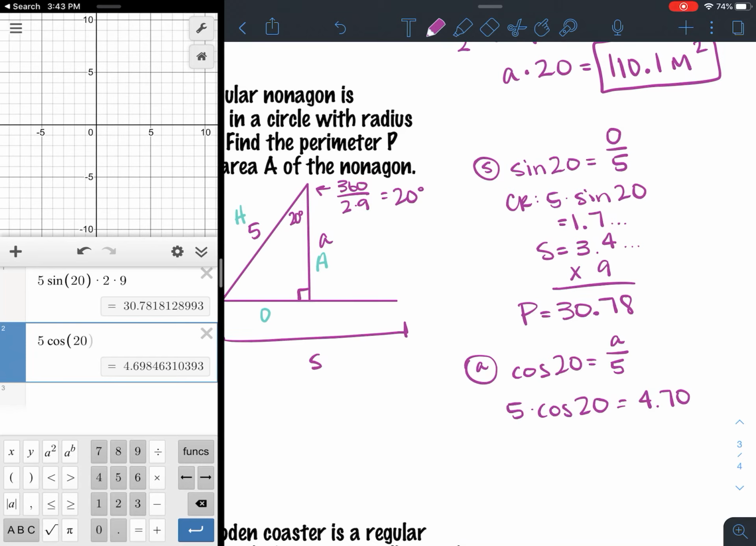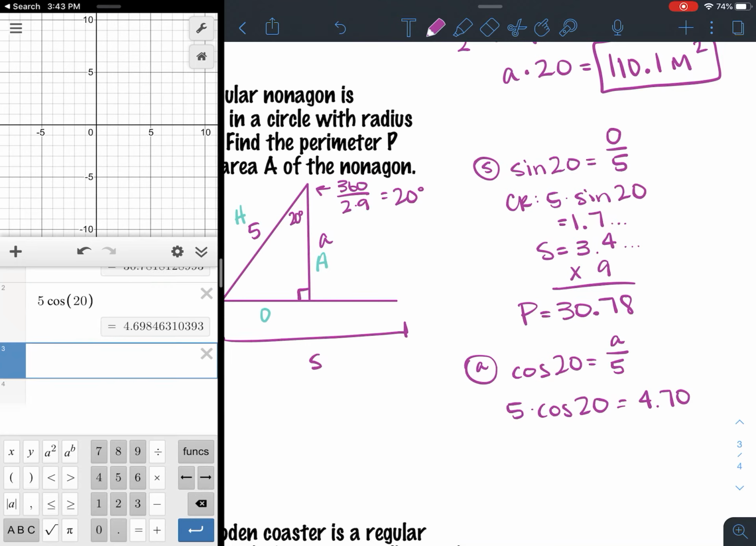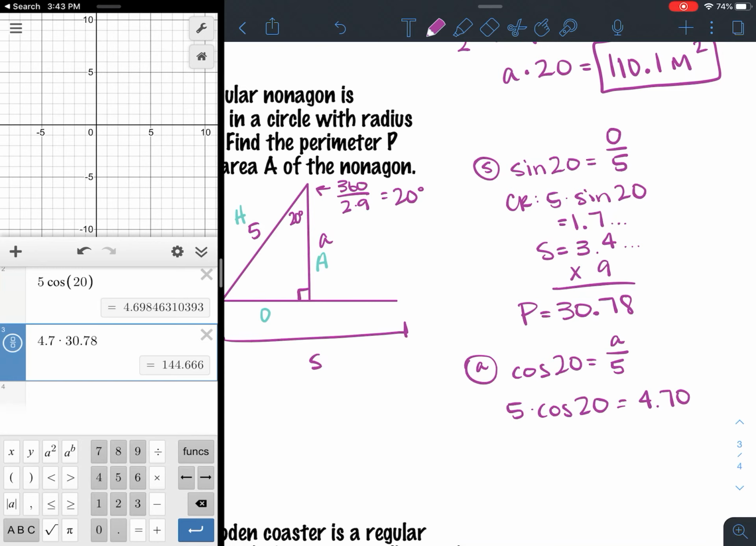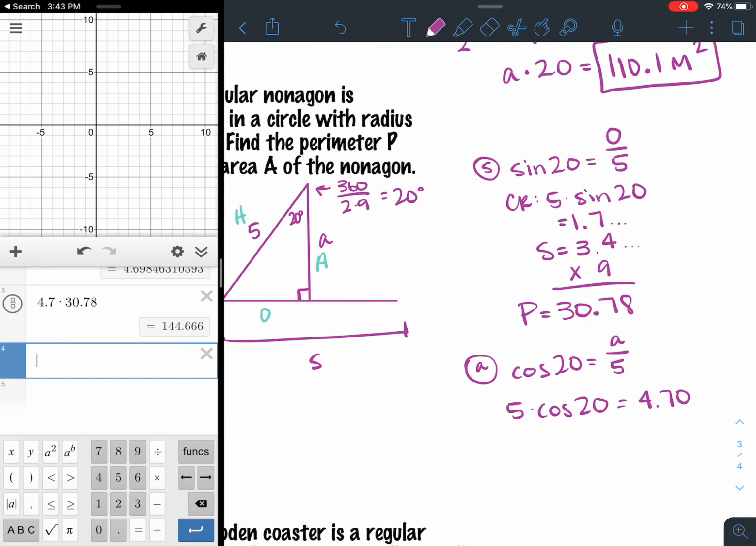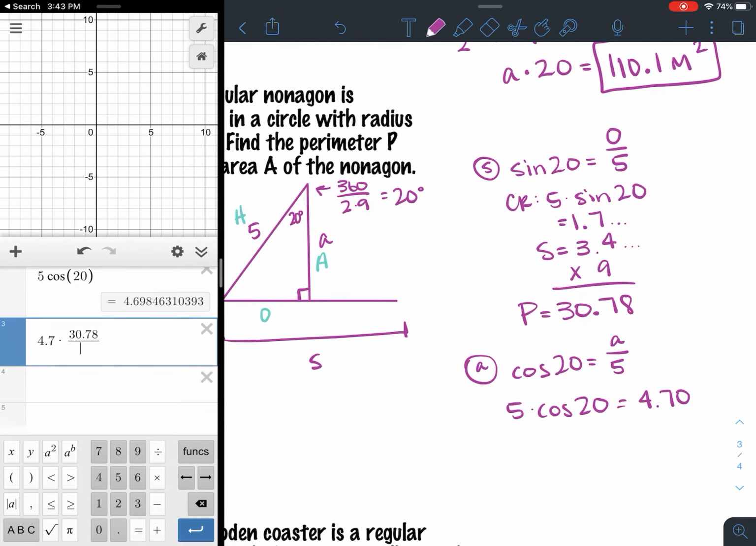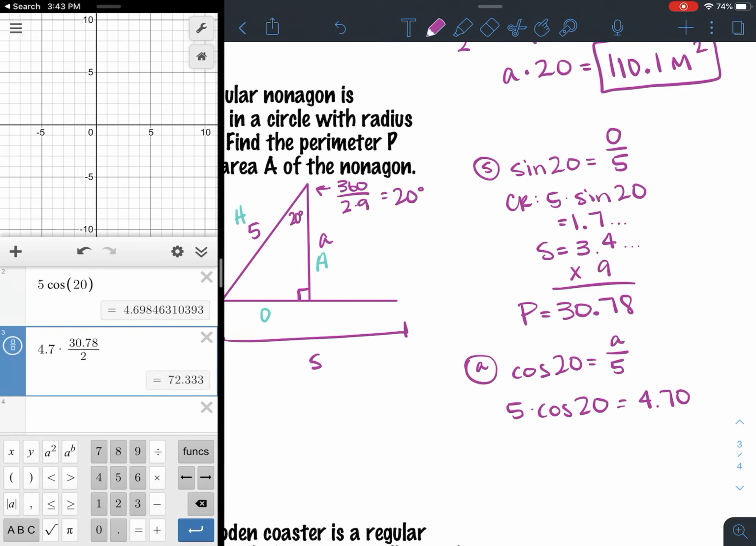And if that's my apothem, I'm going to take that times my perimeter. I'm just going to go ahead and use both rounded values. So 4.7 times my perimeter, 30.78. And then I want to take that and divide it by 2. 1/2 AP is going to be right around 72.3 units squared.